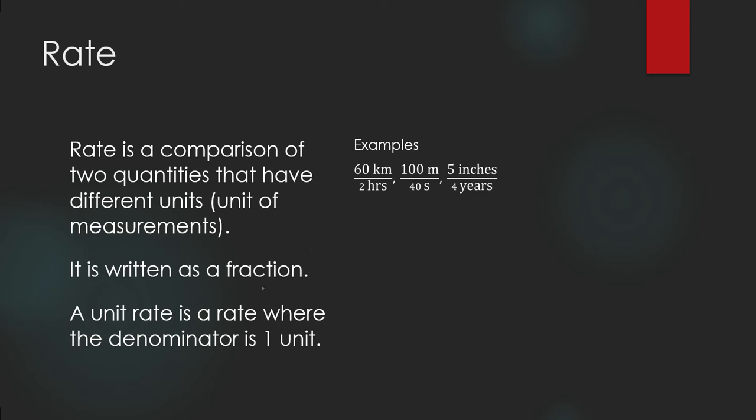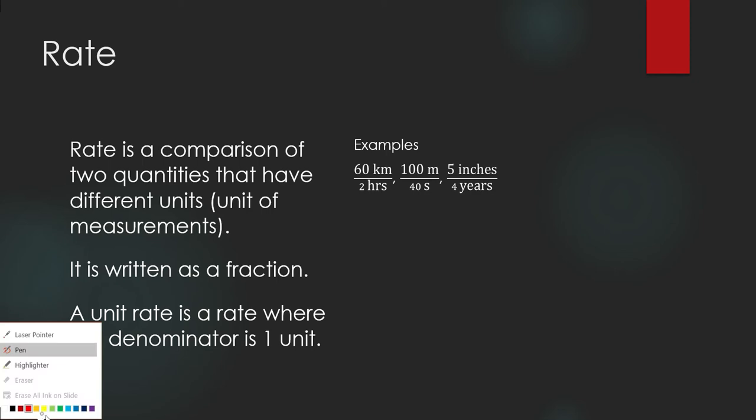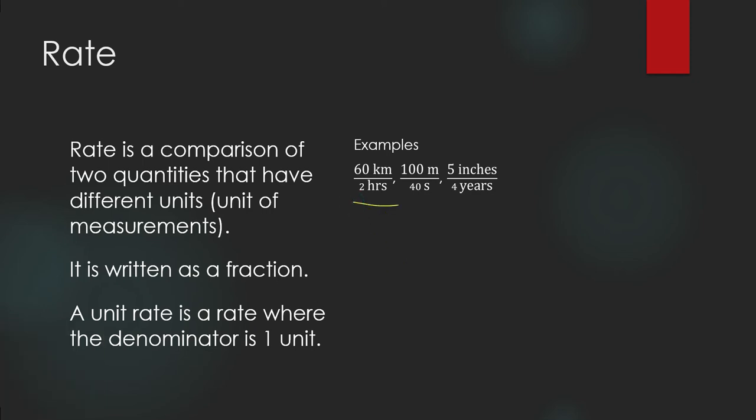This one, 60 kilometers over 2 hours, is something that you might see when you are riding your mountain bike. Maybe you are a mountain biker and you carry a cyclometer. This is something that you might see in the display of your cyclocomputer. It is a digital device telling you that you were able to travel a distance of 60 kilometers in 2 hours. That is your speed.